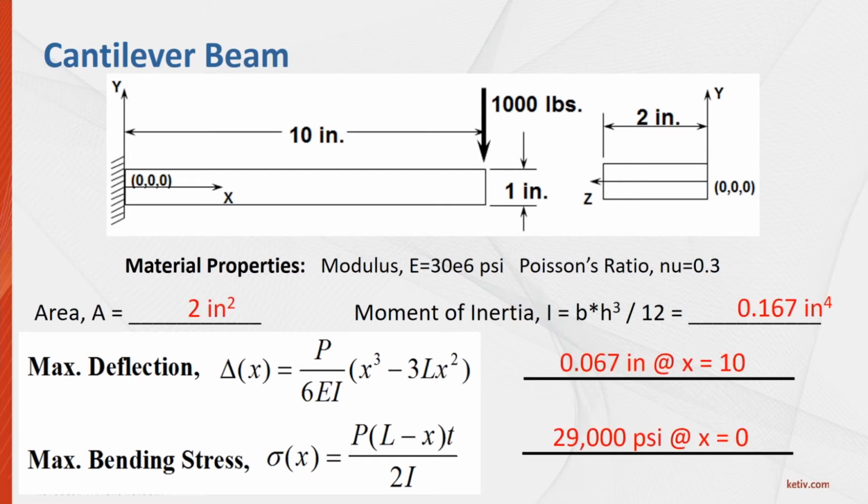And so we plug these numbers into the equations. I'll pause it here in case some of you like to do some math here for fun. But these are the values we came up with, right? 29,000 PSI at x equals 0, meaning at the beginning of the cantilever beam. And a max deflection of 0.067 at the far right at 10 inches on the end. So we'll start off by simply doing this simulation first.